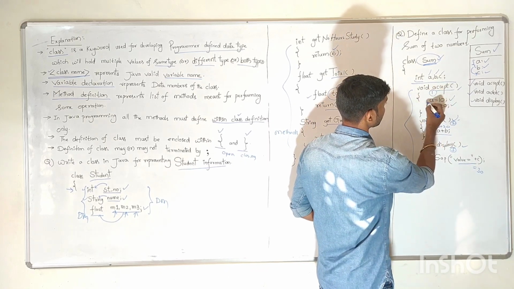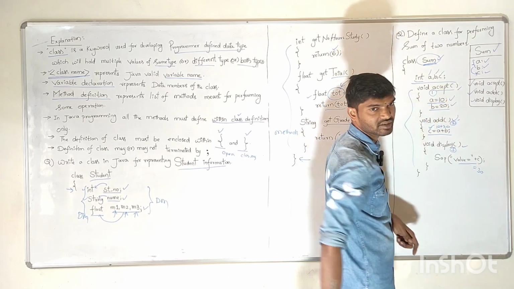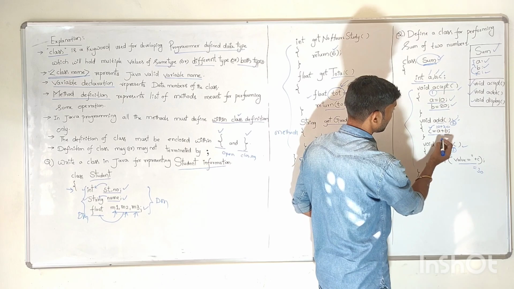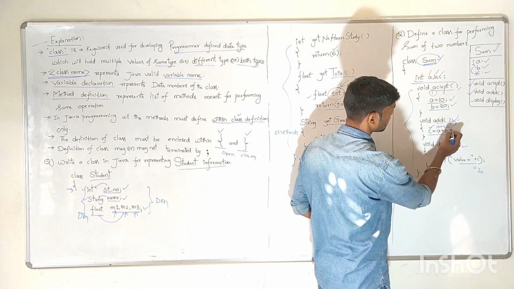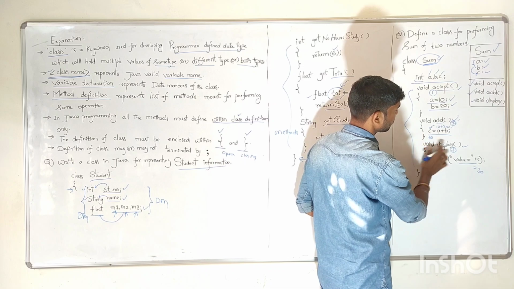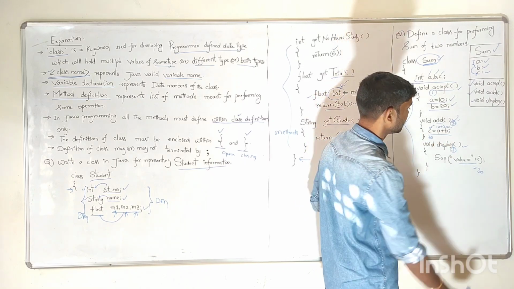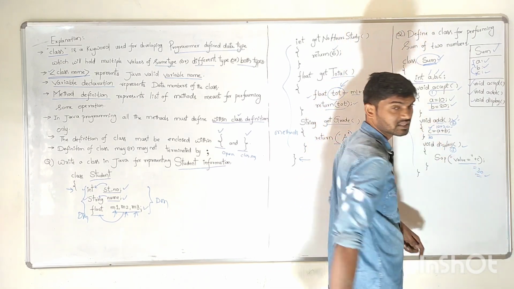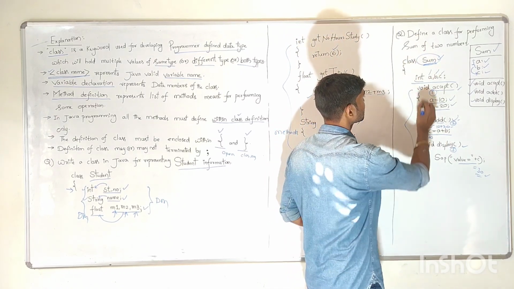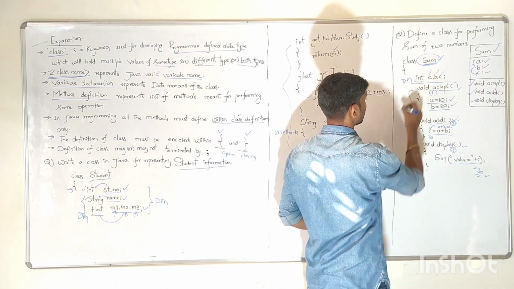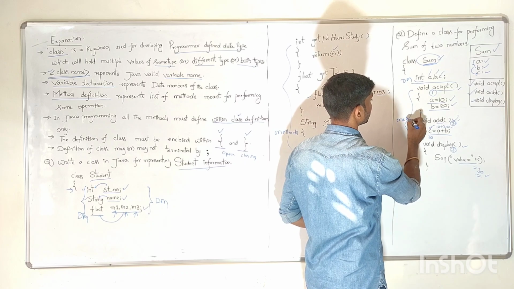In void accept, I gave A as 10, B as 20. And in void add, I added A plus B. A is 10, B is 20, and those values are stored in C. And in void display, I have to display the C value, so the C value 30 will be displayed like this. Some class contains some data members and some list of methods like this.